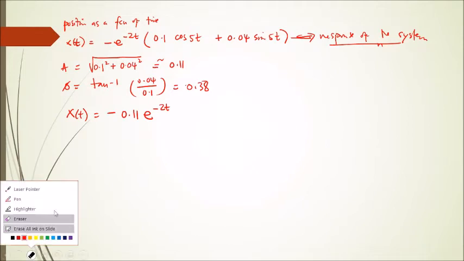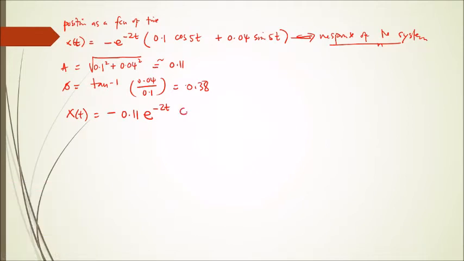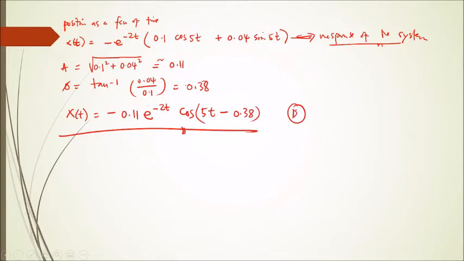Nani na siya pagsulat sa final nga answer: cosine 5t minus 0.38. Ito pa ngayon sa letter D, position of the mass at any given time. Okay? So, mingon siya after 2 seconds. Sa letter E, what is x of t at t equal to 2 seconds.